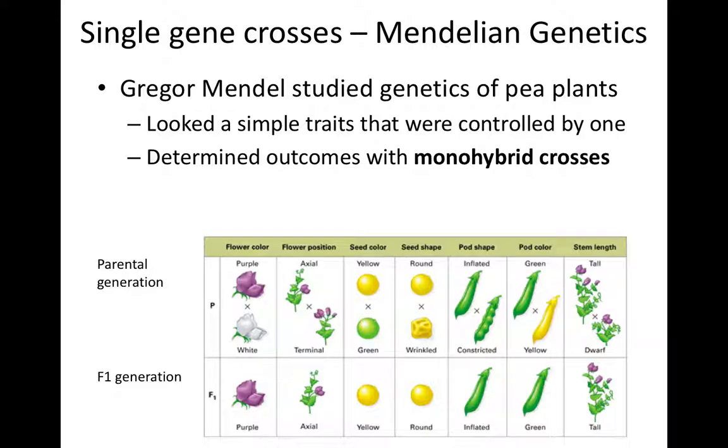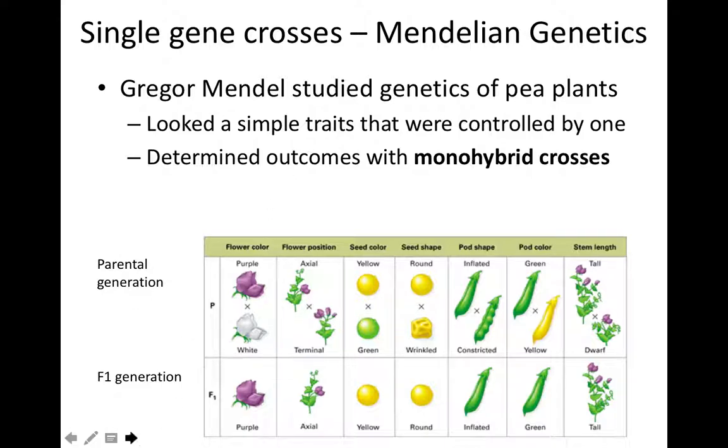So in the case of flower color, purple is dominant over white. For the flower position, axial flowers, which are coming from the side of the plant, are dominant over terminal flowers, which are at the top. In the case of seed color, yellow is dominant over green. Seed shape, round is dominant over wrinkled, and so on and so forth.